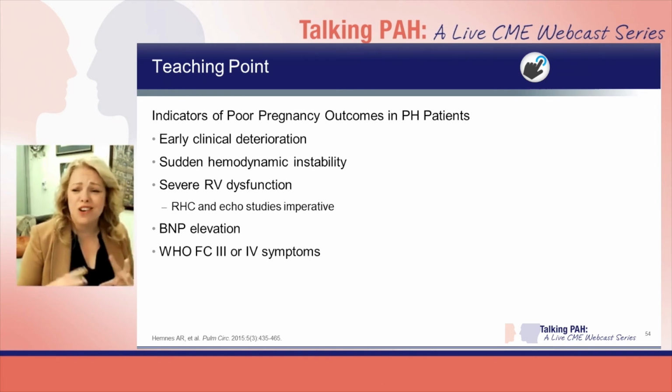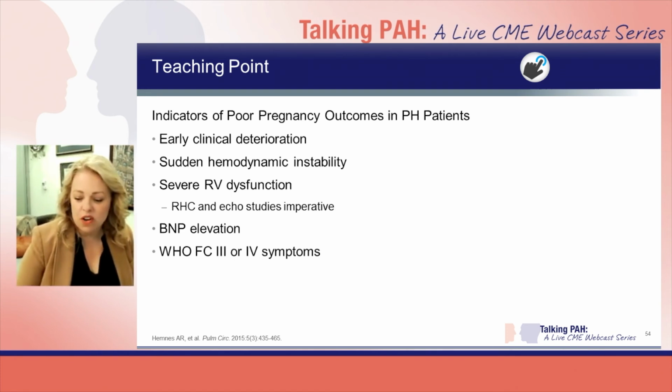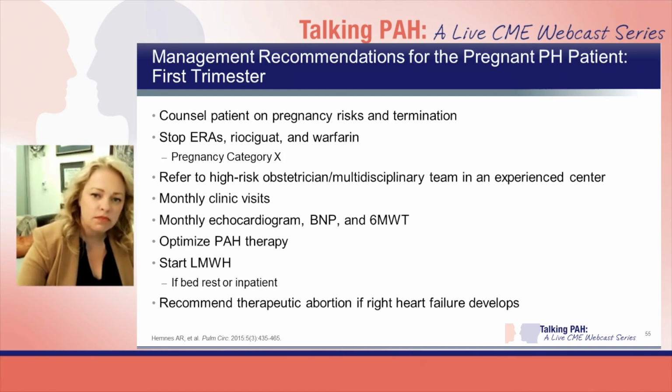So the teaching points out of all those single center reports are really to look for early clinical deterioration. We definitely see that. It happens fairly early in the pregnancy. Sudden hemodynamic instability is poorly tolerated in these patients, and so we want to avoid that at all costs. If there's severe RV dysfunction, we're more likely to have problems, as with the other prognostic indicators we follow in all PH patients.